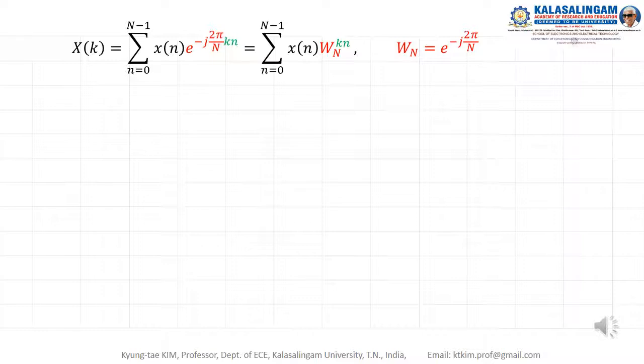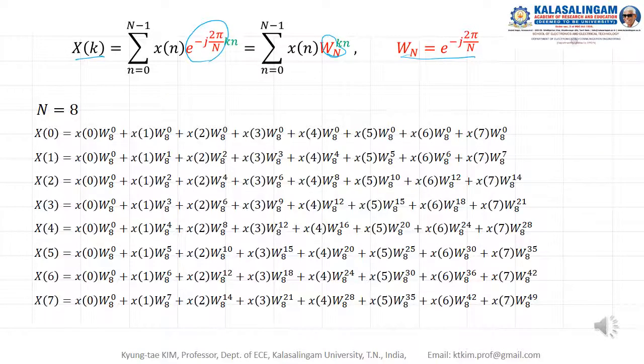This is the DFT formula, X of k is here. For simplicity, we can replace this term by W. So this is the total N. Now N equals 8. I expand all the terms. X of 0 equals x of 0 times W to the 0, for k equals 0, so the exponents are 0, 0, 0, 0, 0, 0, 0, 0.